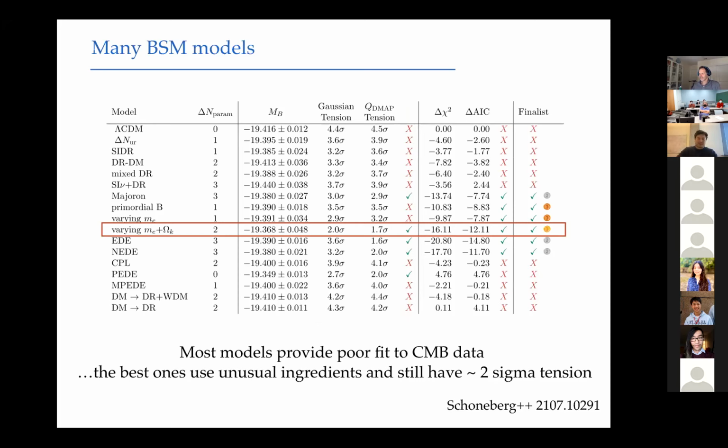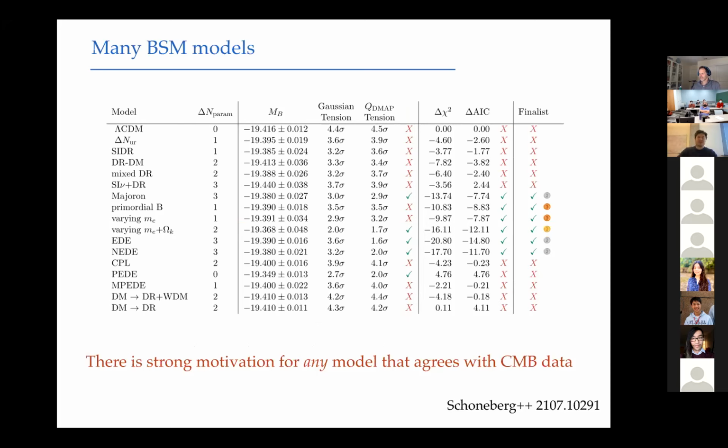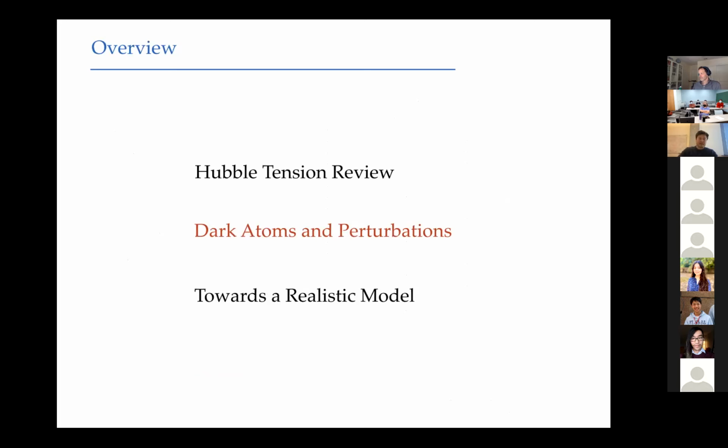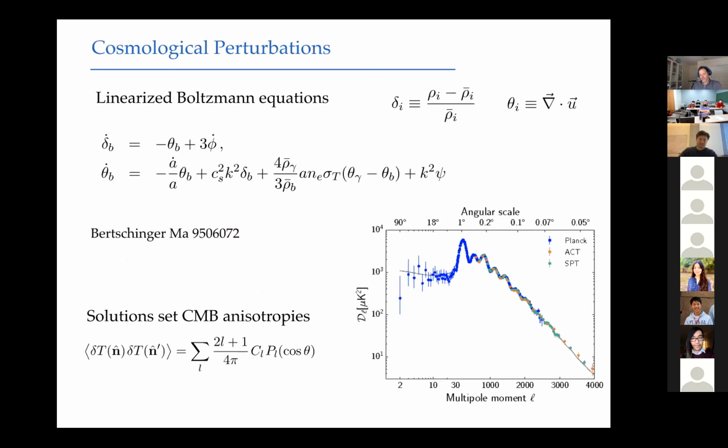And so I think it's fair to say that there's strong motivation for any model that agrees with CMB data better than anything that we see up here on the current slide, since it's generically hard to be compatible with the CMB data set itself. And so with that in mind, I'll say a few words about dark atoms and what they might help us achieve in taming some of these effects on cosmological perturbations that imprint themselves on the CMB data set.